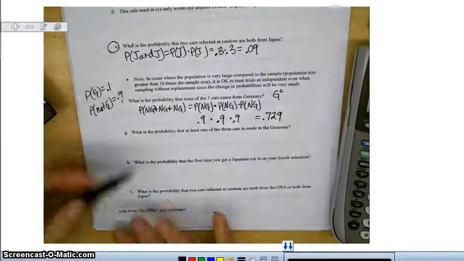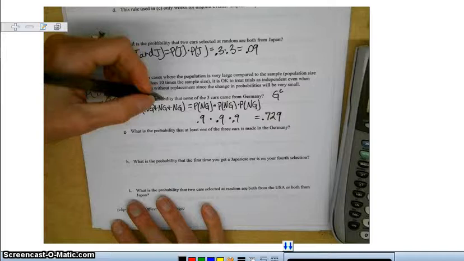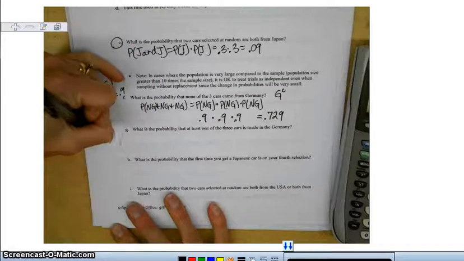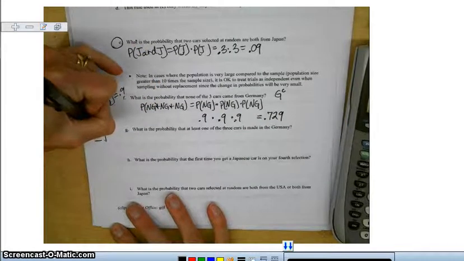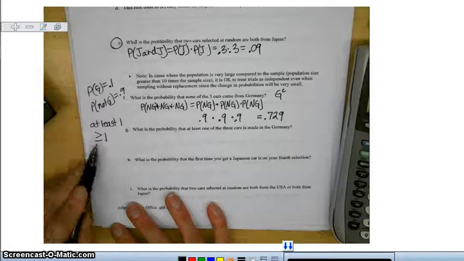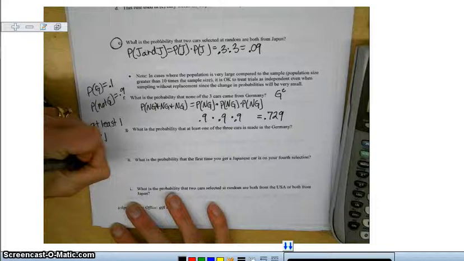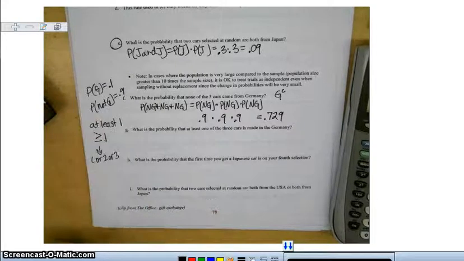All right, so now the probability that at least one of three cars is made in Germany. So at least one means greater than or equal to 1. At least one, I want you to write this down. At least one means greater than or equal to 1. So what that actually means is 1 or 2 or 3. Why only up to 3? Because we're selecting three cars.